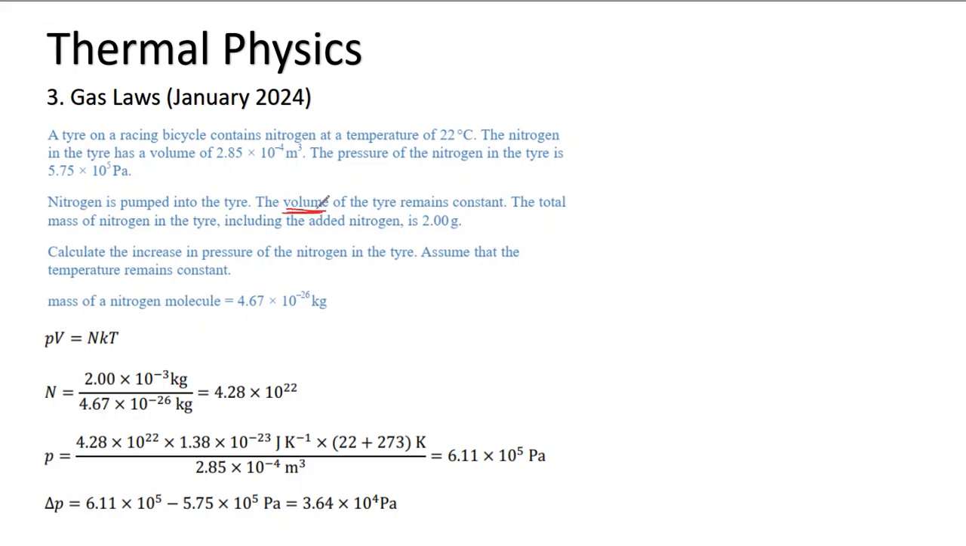The total mass of nitrogen in the tire, including the added nitrogen, is 2 gram. Calculate the increase in pressure of the nitrogen in the tire. Assume the temperature remains constant.